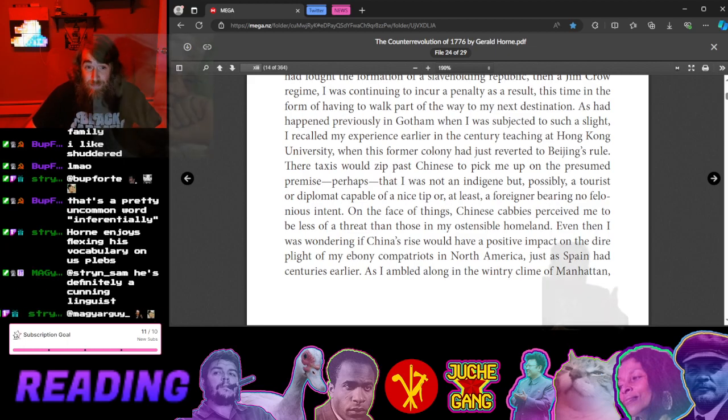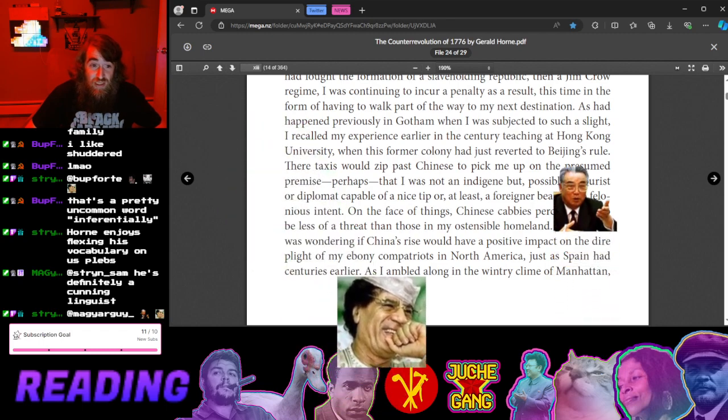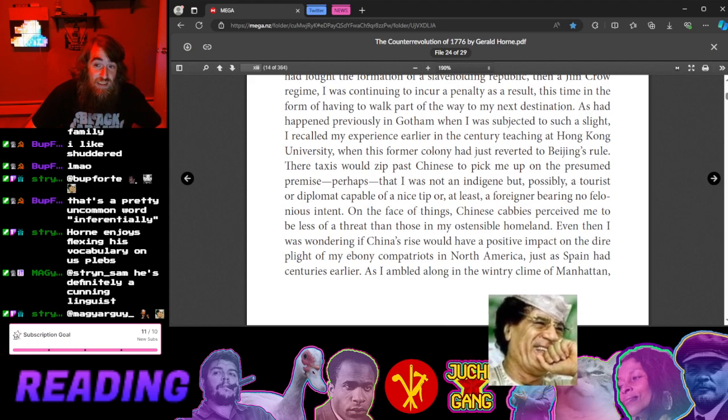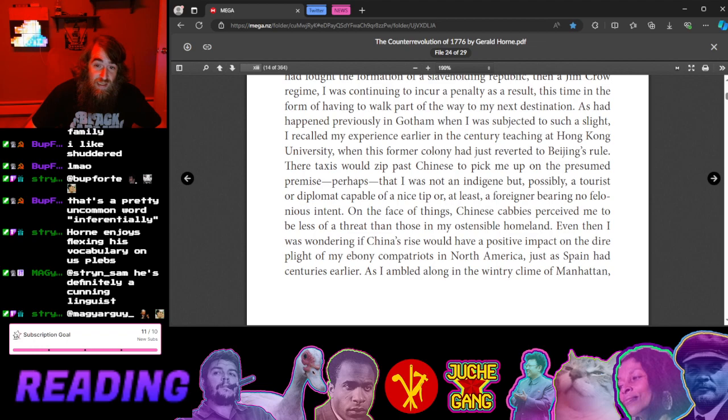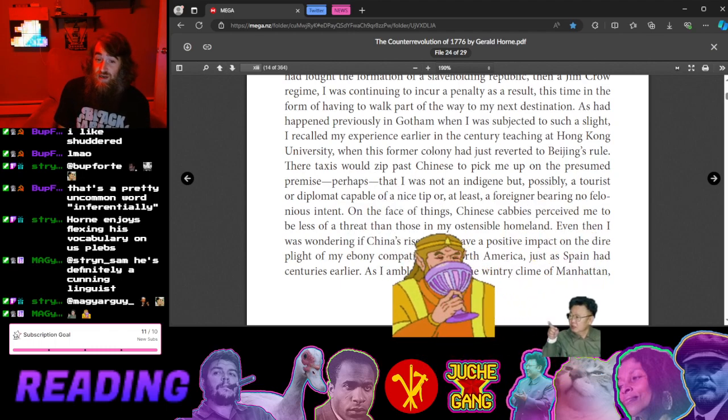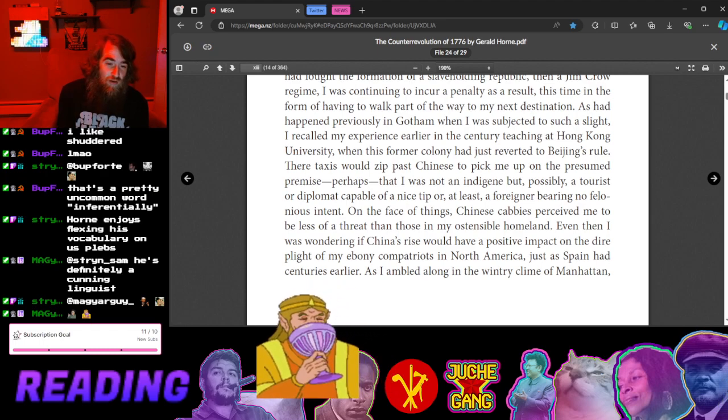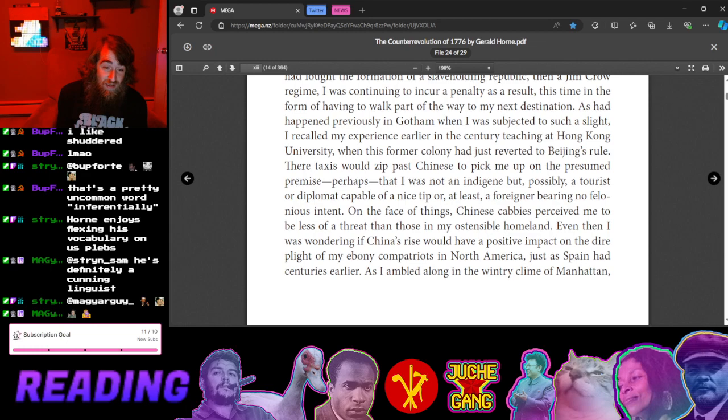As had happened previously in Gotham, when I was subjected to such a slight, I recalled my experience earlier in the century teaching at Hong Kong University, when this former colony had just reverted to Beijing's rule, where taxis would zip past Chinese to pick me up, on the presumed premise, perhaps, that I was not an indigene, but possibly a tourist, or a diplomat, capable of a nice tip, or, at least, a foreigner bearing no felonious intent. On the face of things, Chinese cabbies perceived me to be less of a threat than those of my ostensible homeland. Even then, I was wondering if China's rise would have a positive impact on the dire plight of my ebony compatriots in North America, just as Spain had centuries earlier.